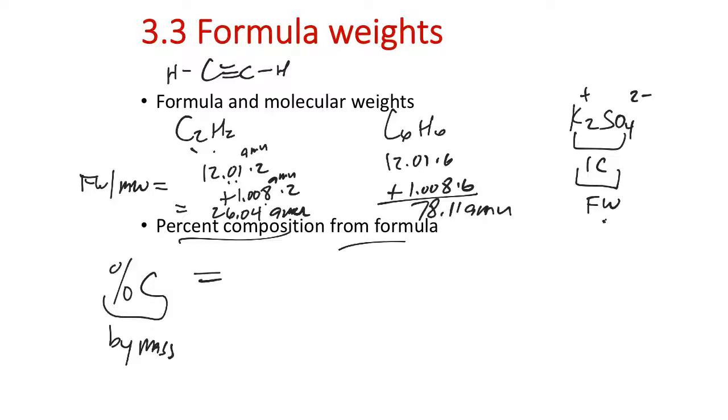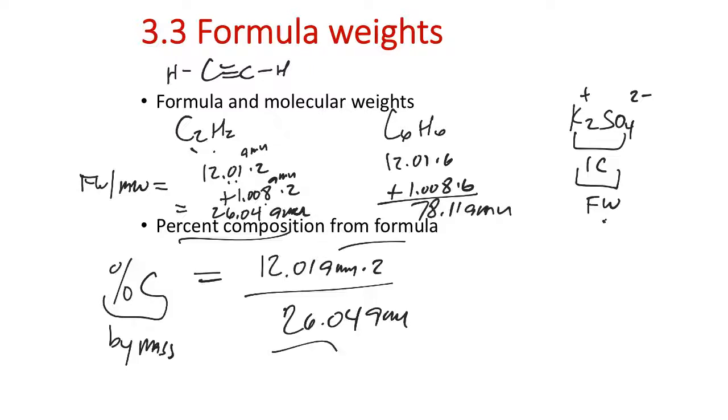The percent carbon by mass would be the mass of the carbon atoms times 2 carbon atoms. Then we'll divide by the formula weight, 26.04 AMU. So use the formula weight. This is the percent by mass of carbon in C2H2. So if we ask you the question, what's the percent C in C2H2? You'd say, well, there's 2 carbons, so that's 12.01 times 2 for the 2 carbon atoms, so that's the mass of just the carbons, and we divide by the entire formula weight.